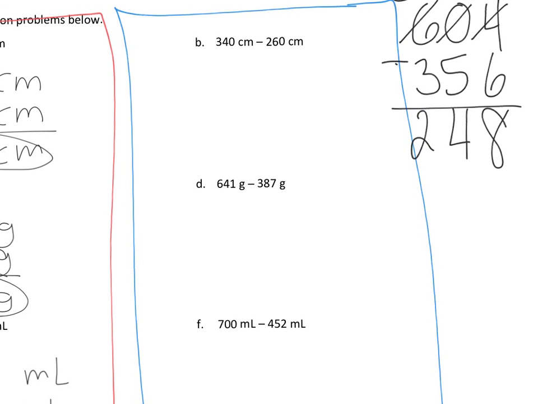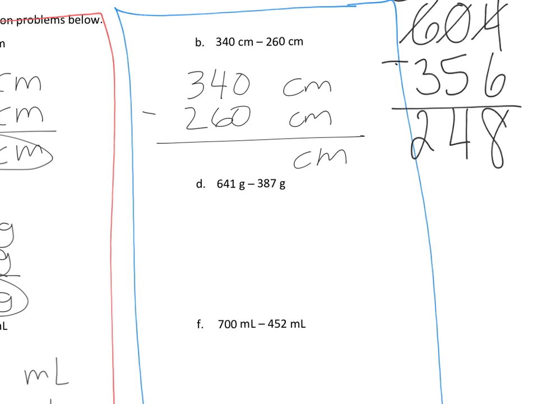Let's look at the blue ones. 340 centimeters minus 260 centimeters. 0 minus 0 is 0. 4 minus 6 is impossible. So I need to borrow from my 3, which becomes a 2. 14. Now I can subtract.